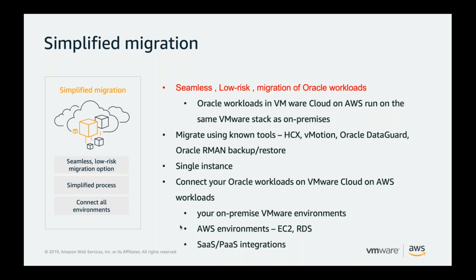VMware Cloud on AWS. The migration from on-premises to VMware Cloud on AWS and back is orchestrated using a suite of well-known Oracle and vSphere native tools. For example, VMware HCX, Hybrid Cloud Extension, Enhanced vMotion, Oracle Data Guard, Oracle RMAN or Recovery Manager. Another use case is to send the database backups to VMware Cloud on AWS or even use it as a disaster recovery target.